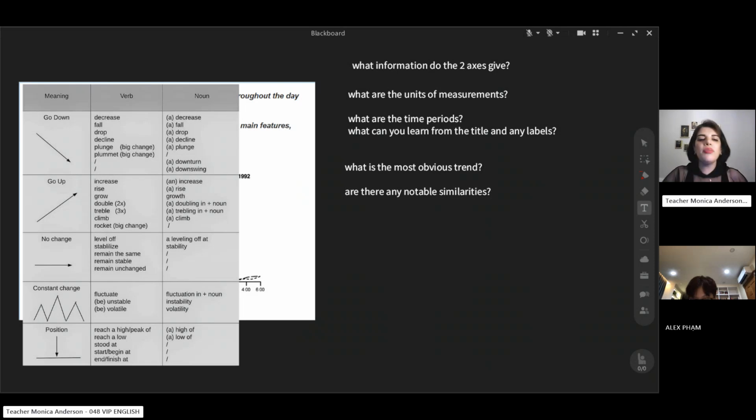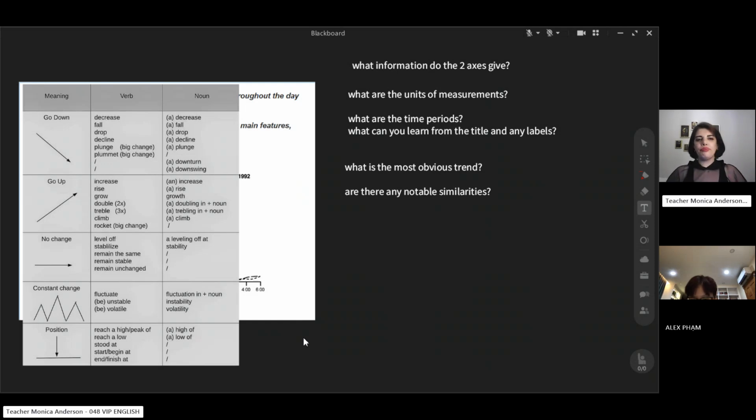So there are some questions and we need to answer these questions in our mind. As I told you, first of all, plan how to write. Try to find some words that are suitable and appropriate for writing. Answer this question in your mind: what information, time period, title, the most obvious trend. If we answer them, we can easily write about the main features.